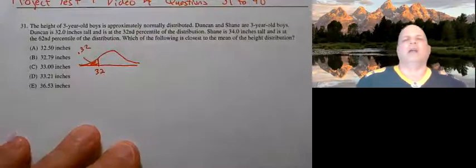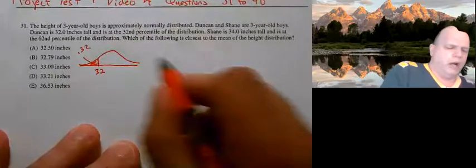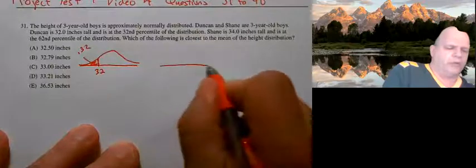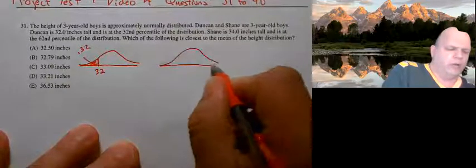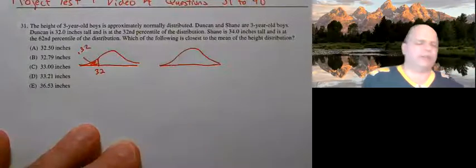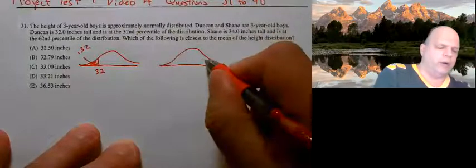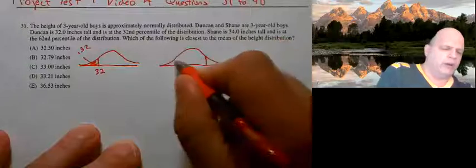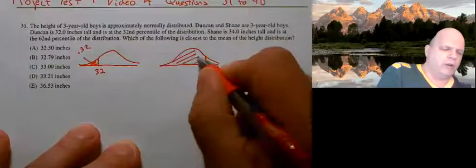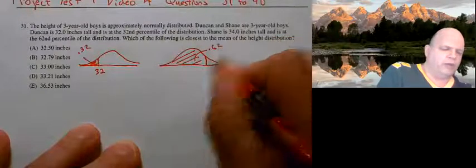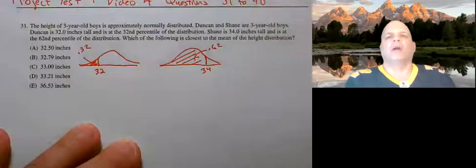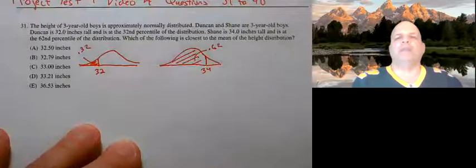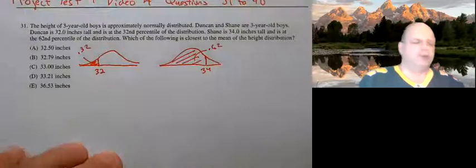All right. And then Shane, although the distribution is the same, I'm going to draw it on a different graph. Shane is 34 inches tall and is at the 62nd, so he's over halfway. So this area right here is 0.62, and he's 34 inches tall. Which of the following is closest to the mean of the height distribution?